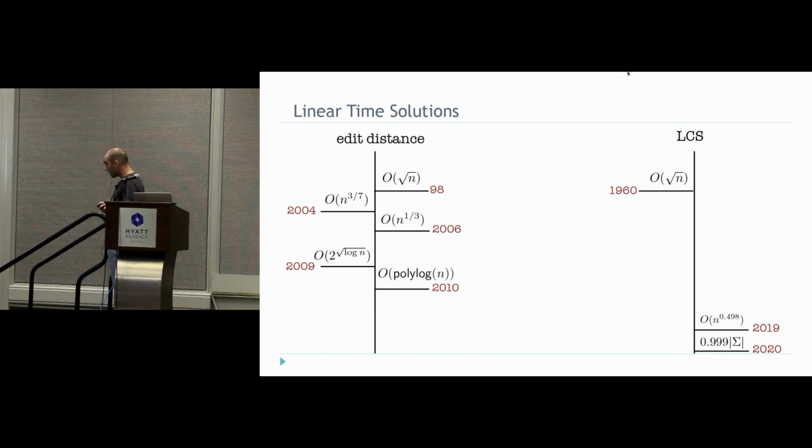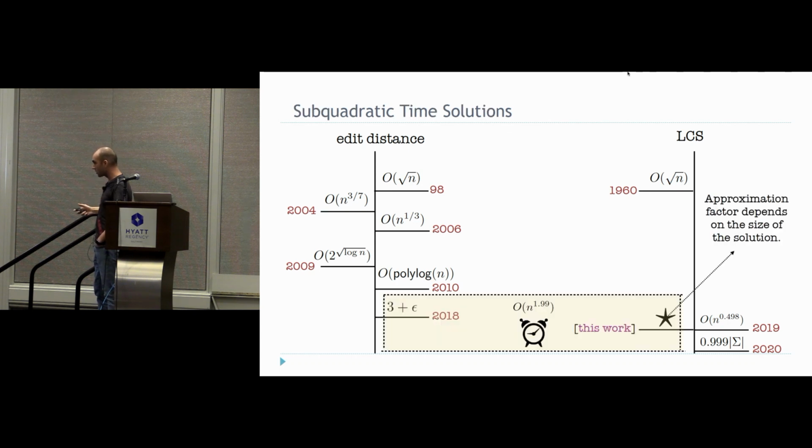For LCS, there is some improvement, but we just know how to break the trivial bounds. Like, you can get root n approximation in linear time. There is a recent work that gives n to the 0.498. It improves the exponent a little bit. Or there's another trivial solution that just counts the number of characters. It gives you sigma approximation when the alphabet size is sigma. Recently, this bound was improved by Rubinstein and Zhao. In this talk, I'm not concerned with linear time solutions. I allow the runtime to be as large as n to the 1.99. Basically, I want to be just better than quadratic.